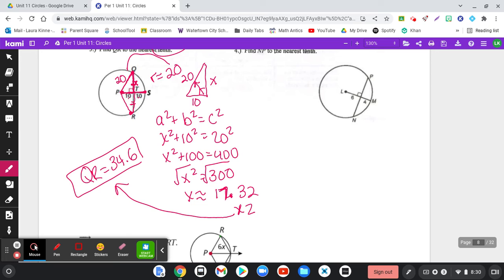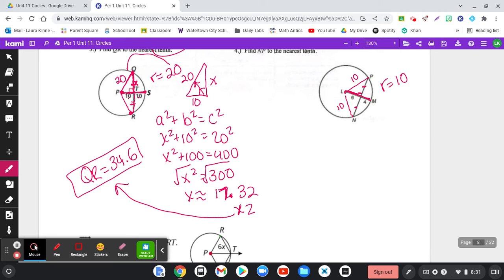All right, let's try another one. So on this one, you can see that this is perpendicular, which means this and this are the same. Your whole radius, I like to find that first, from the center to the outside would be 10, 6 and 4. So that means this is 10. And if I were to draw this, that would be 10.